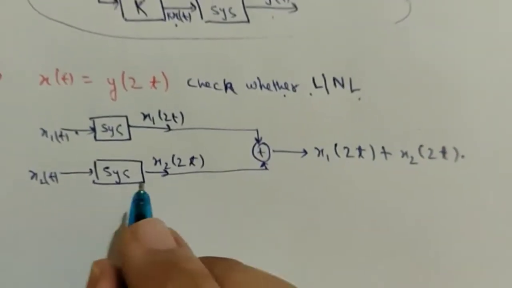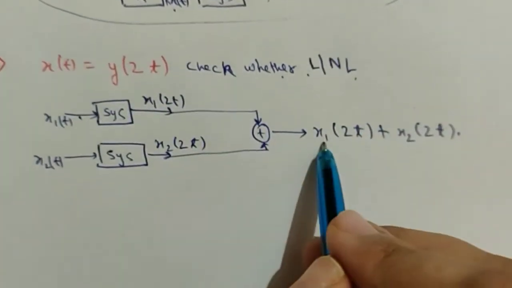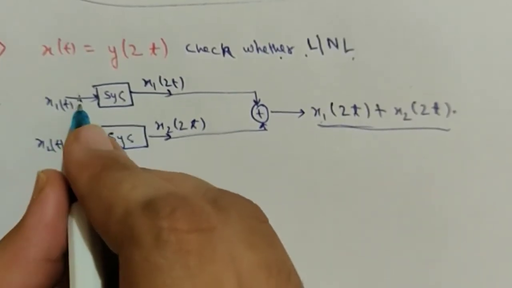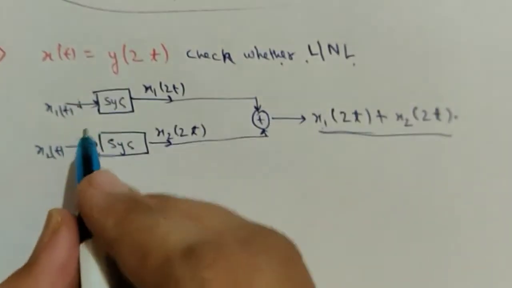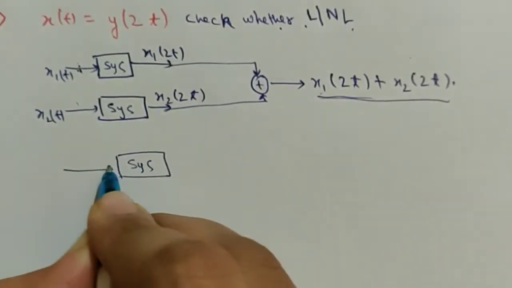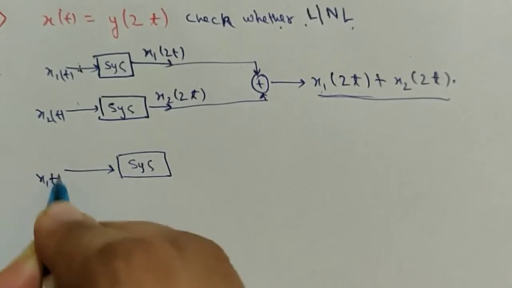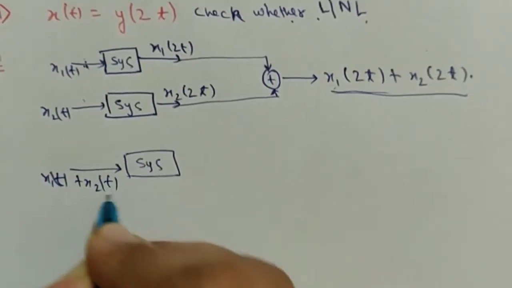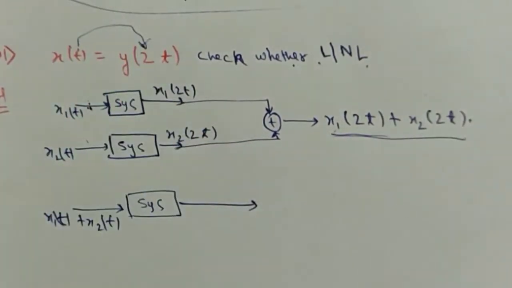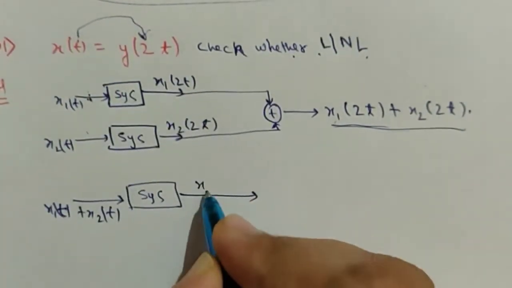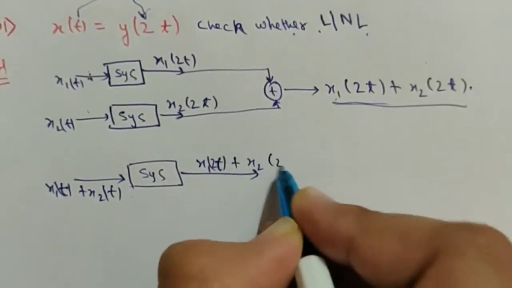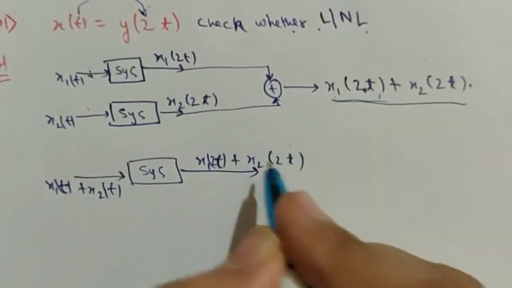Okay, so according to the law of additivity, this output should be equal to the output which you will get when you put these inputs simultaneously in the system. Let's suppose this is my system. I am putting here now x1(t) plus x2(t). The output which I will get is, the t is replaced by 2t in the system, so each t will be replaced by 2t. So the output which I will get is x1(2t) plus x2(2t). As you can see, these two outputs are equal.